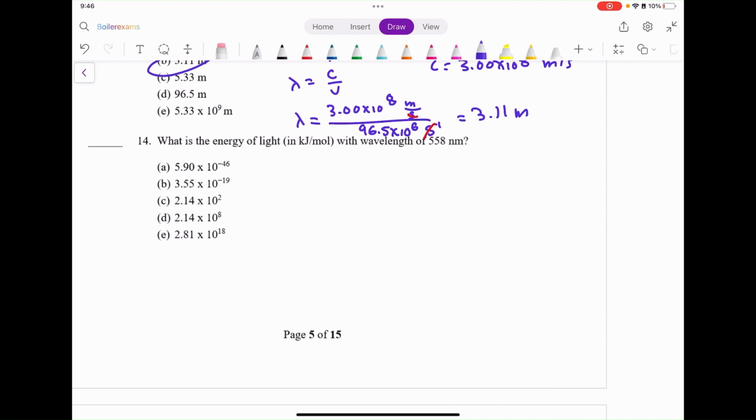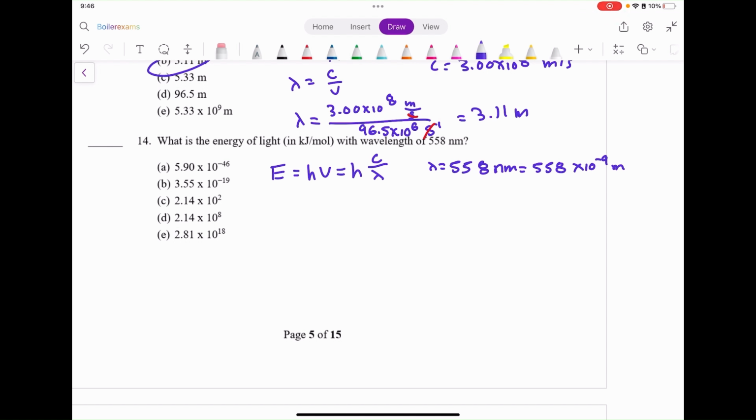14. What is the energy of light in kilojoules per mole with wavelength of that many nanometers? I know that the energy of one singular photon is equal to Planck's constant times frequency, which is the same as Planck's constant times the speed of light over the wavelength. And they give us the wavelength in nanometers. So let's convert this into meters through that conversion.